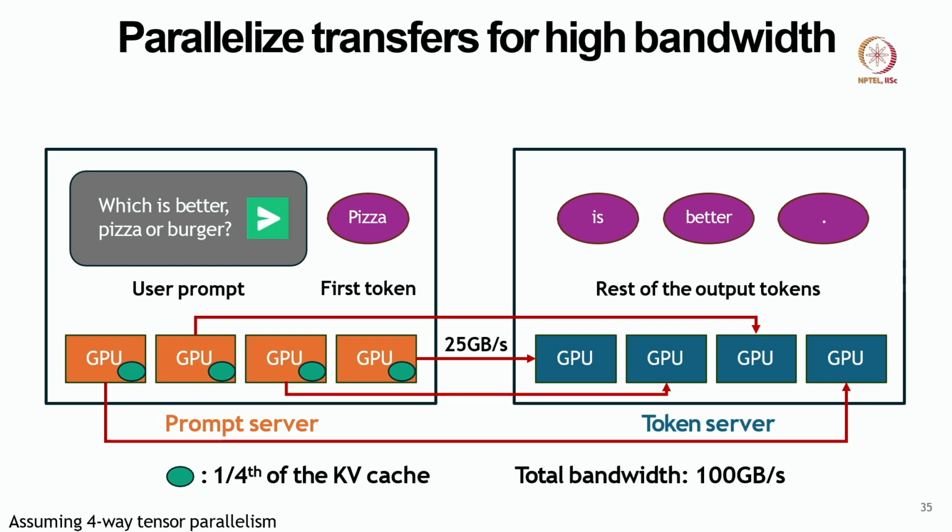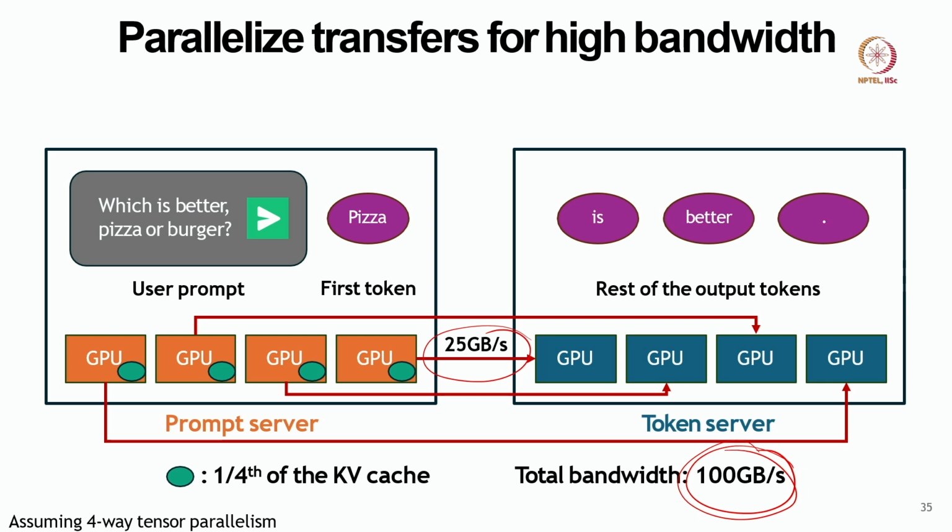Now, this transfer can be parallelized for high bandwidth. Let us say the total bandwidth is 100 Gbps and let us say we have 4 GPUs in each of the servers. So, each of the GPUs can transfer the KV cache in parallel to the corresponding GPU in the other server. So, let us say each GPU bandwidth is 25 Gbps, that is why we get a total bandwidth of 100 Gbps. Okay. So, we can parallelize this transfer.